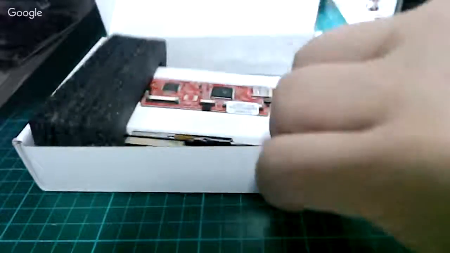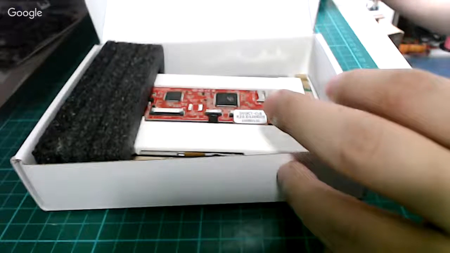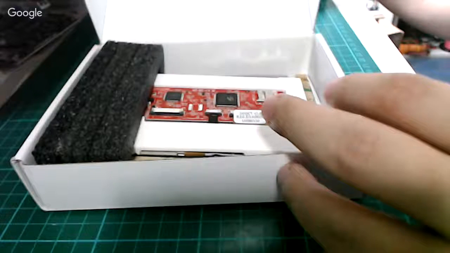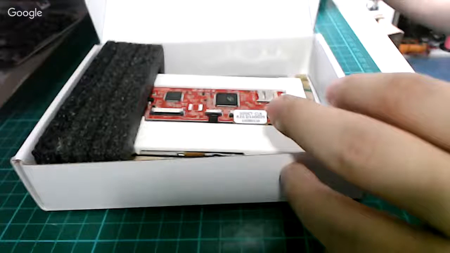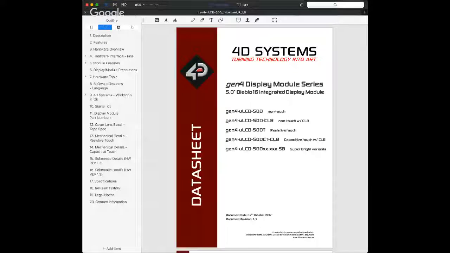Before I talk about the hardware, let me share my screen. Okay, so let me also maximize.